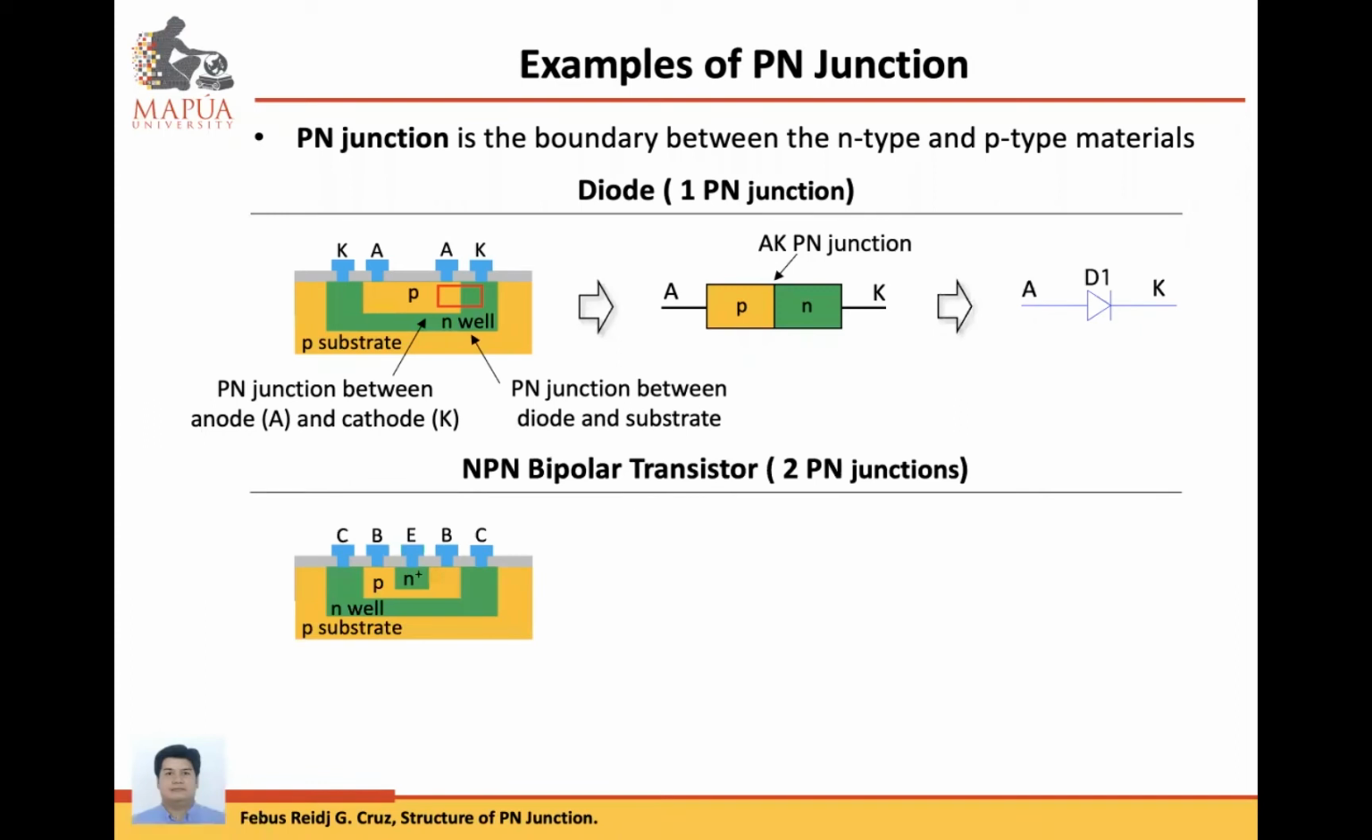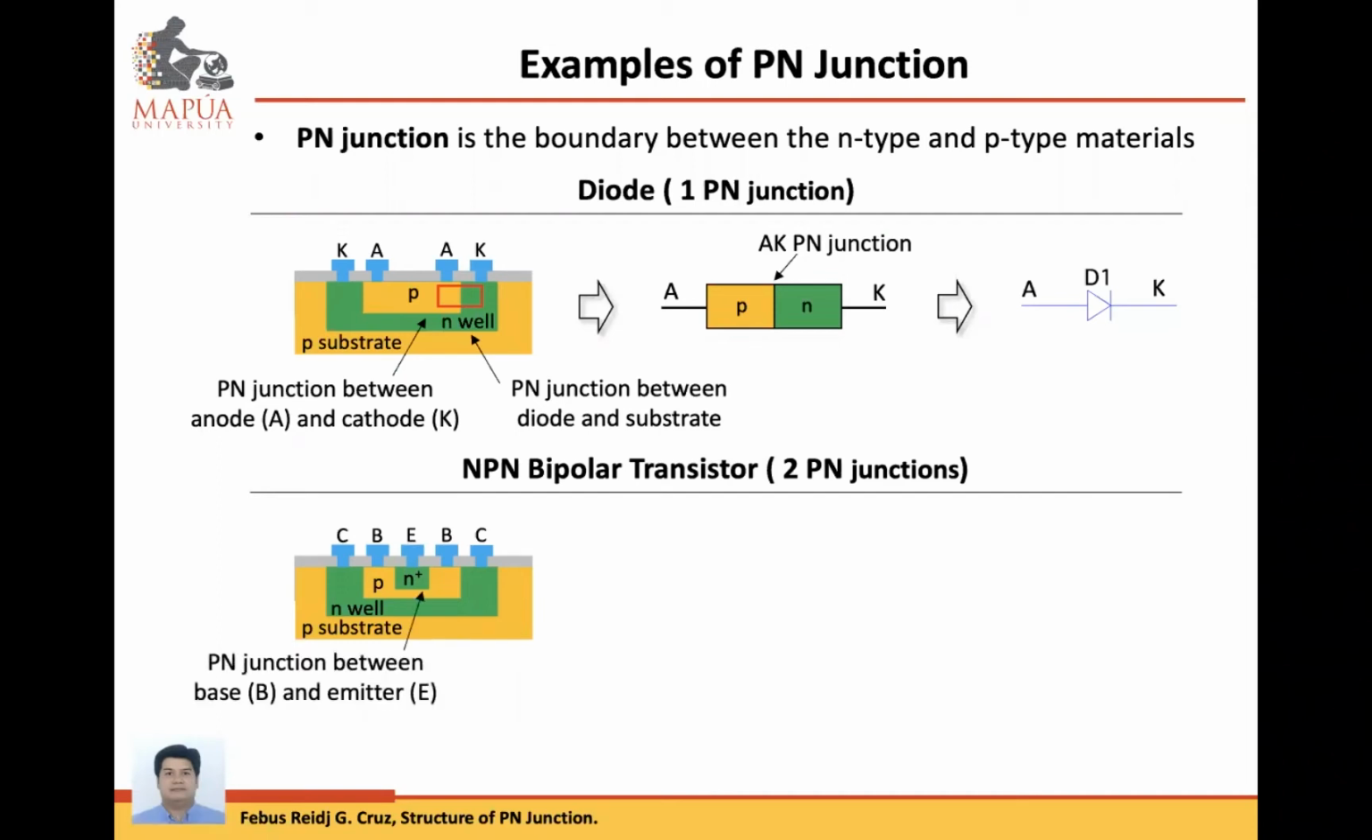And for another example of PN junction, we can find two PN junctions in an NPN bipolar transistor. So here is a cross-section of the NPN bipolar transistor. From the silicon wafer or the P substrate, you have a large N-well connected to the contact cut serving as the collector terminal. Inside the N-well, you have a P-type region connected as the base terminal. And inside the P-type, we have the N+, indicating a high concentration N-type. With the contact cut, that will serve as the emitter terminal.